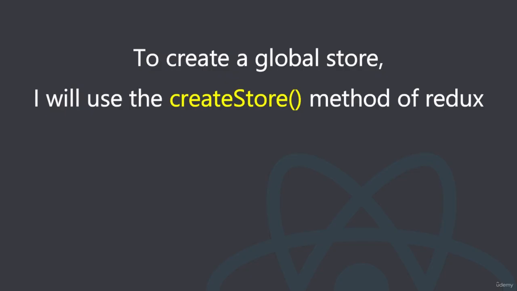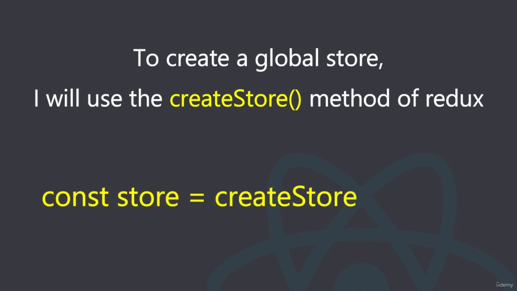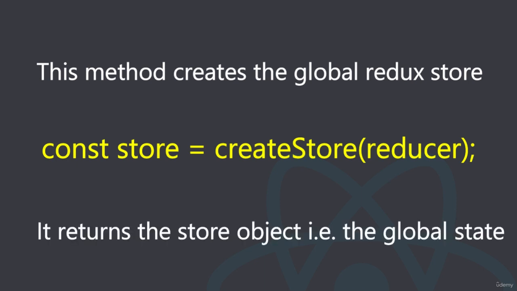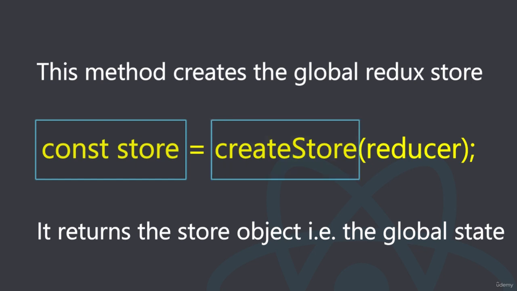So now to create the global store, I will use the createStore method of Redux. This is how we generally write the createStore. This method creates the global Redux store. It returns the store object, that is the global state. Like here in this statement, the constant store will contain the created global store.